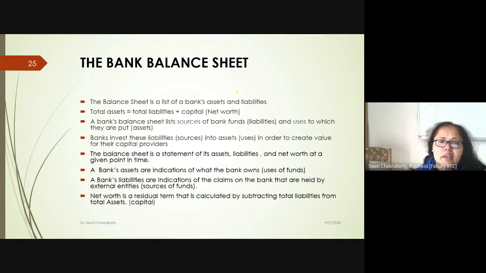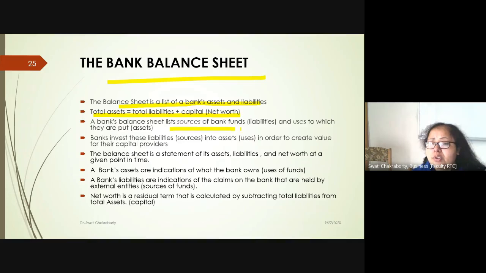So what is a bank balance sheet? A balance sheet is a list of a bank's assets and liabilities. Total assets equal total liabilities plus capital, that is net worth. The balance sheet actually lists the sources of the bank's funds, that is liabilities, and the uses to which they are put, that is assets, right? So the bank invests these liabilities into assets to create value for its capital providers, right? It's a statement of its assets, liabilities, and net worth at a given point in time, right?